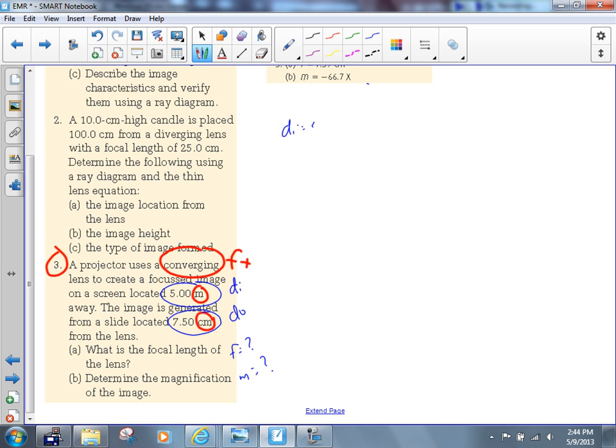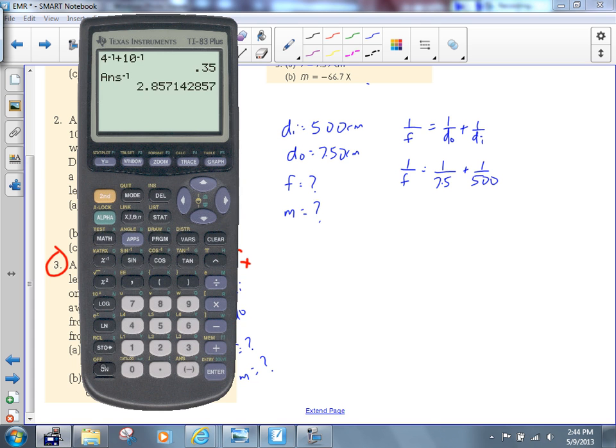DI is therefore going to be 500 centimeters. DO is 7.50 centimeters. We're looking for F, which we know is a positive value, and we're looking for M, the magnification. Let's use the lens equation. And let's solve for F now after we sub in our values here. We get 1 over 7.5 plus 1 over 500. Let's pull out the calculator and see what we can do with that. Let's see, 7.5 x to the minus 1 plus 500 x to the minus 1 gives me 0.135.